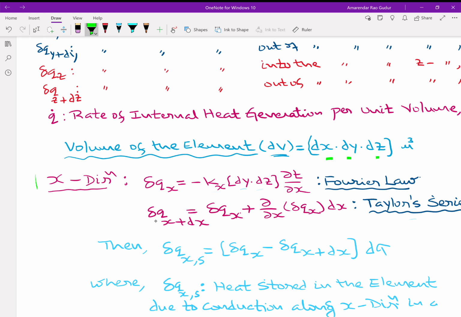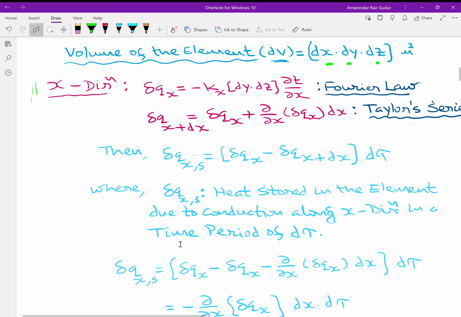And first let us carry out the analysis along x direction. So del Qx, that is rate of heat conducted into the element, is minus Kx into area dy dz times del T by del x. Then the energy leaving the element along x direction can be expanded into Taylor series as del Qx plus del by del x del Qx dx. Then we introduce a term called del Qx comma s, which represents the heat stored in the element due to conduction along x direction in a time period of d tau. It's obviously energy coming in del Qx minus energy going out del Qx plus dx.